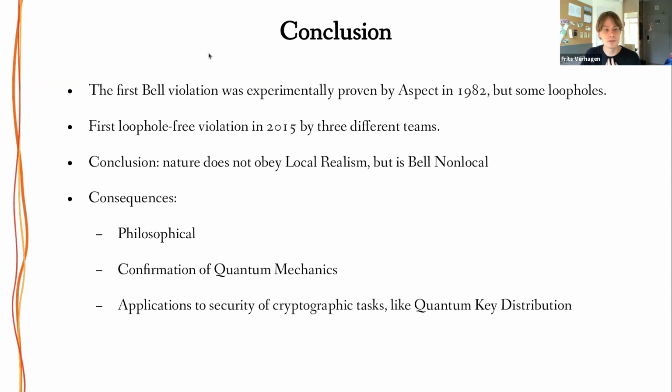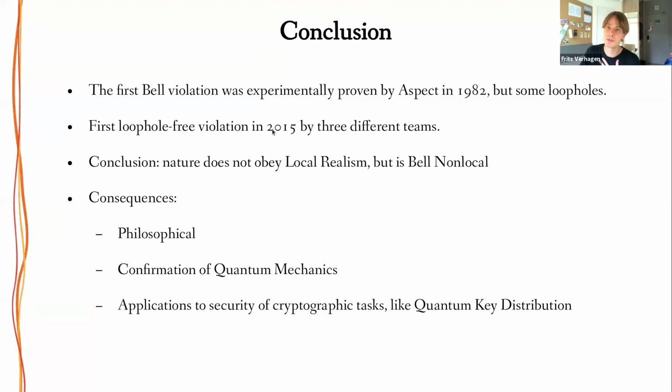And in 1982, Aspect and his team were able to show this Bell violation. So the experiment I just explained, he was able to show this experimentally. But there were some loopholes. For instance, it wasn't very clear if Alice and Bob were really separated far enough, if they really weren't communicating. It wasn't possible to say this with certainty.